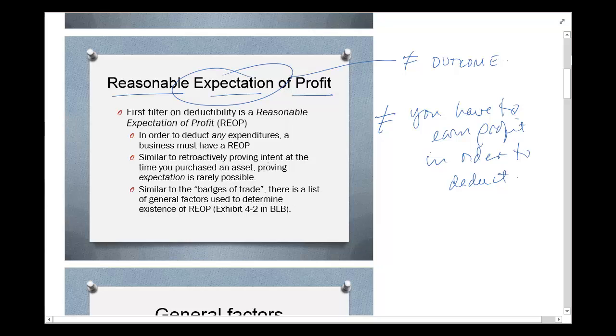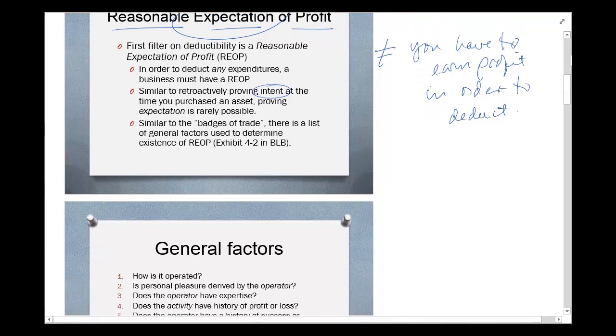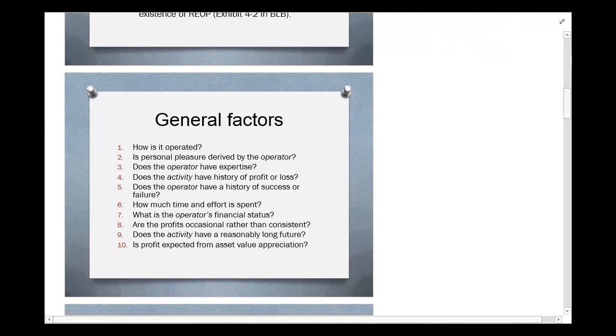This is similar to this whole idea of intent that we met with capital versus income. And so proving expectation is going to be just as difficult. But again, it's pretty intuitive for most people: when does a company have a reasonable expectation of profit? There are some guidelines given. It's basically, if it looks like this company has some expectation, with a normal amount of luck, that they would have some profit at some point. But they give us these general factors to look at.